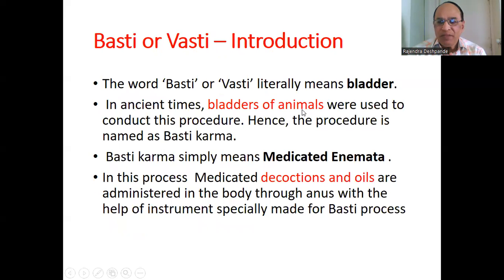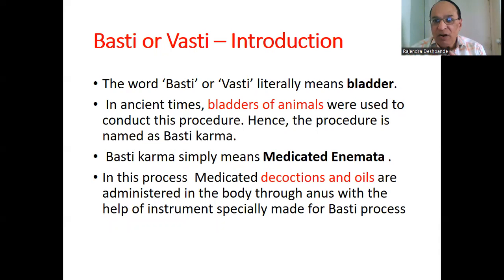So Basti in South India is also called Vasti. Basti and Vasti are very similar words. The word Basti is very common in Maharashtra, the central part of India, and the north of India. But Vasti is very common in the South Indian part. But the meaning, the principles, the procedures, everything is the same, whether you say Basti or Vasti.